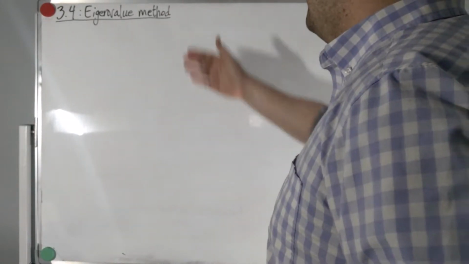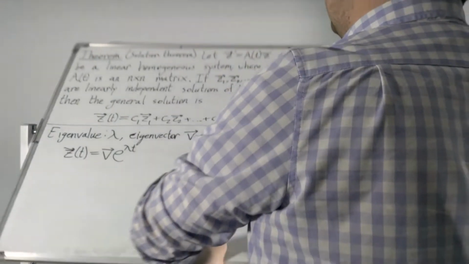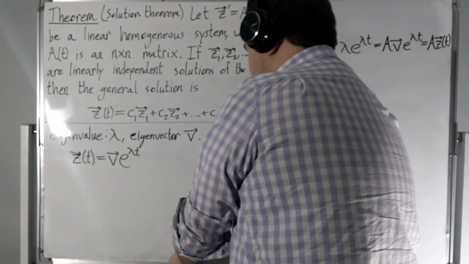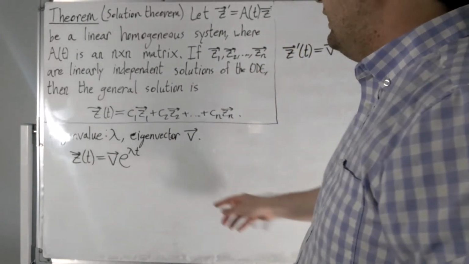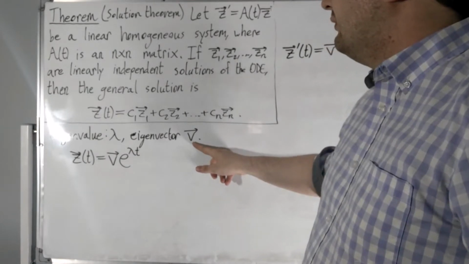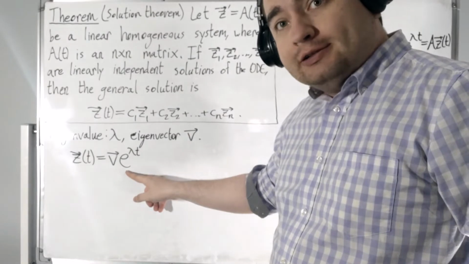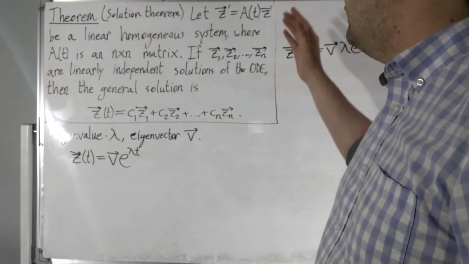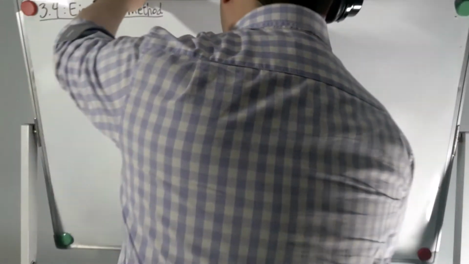Right, so picking up where we left off on 3.4, the eigenvalue method. Remember I said at the end of the last lecture that if you have an eigenvalue lambda and an eigenvector v, then you can construct a solution, a basis solution, to your ODE. So let's do some examples of how to do that.